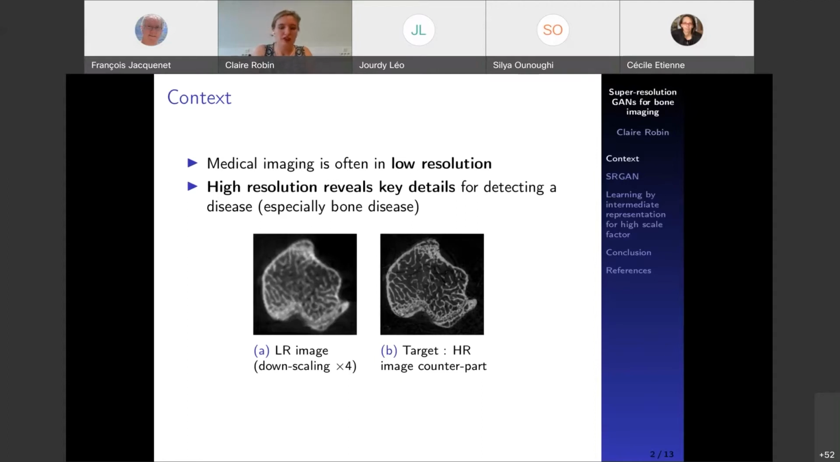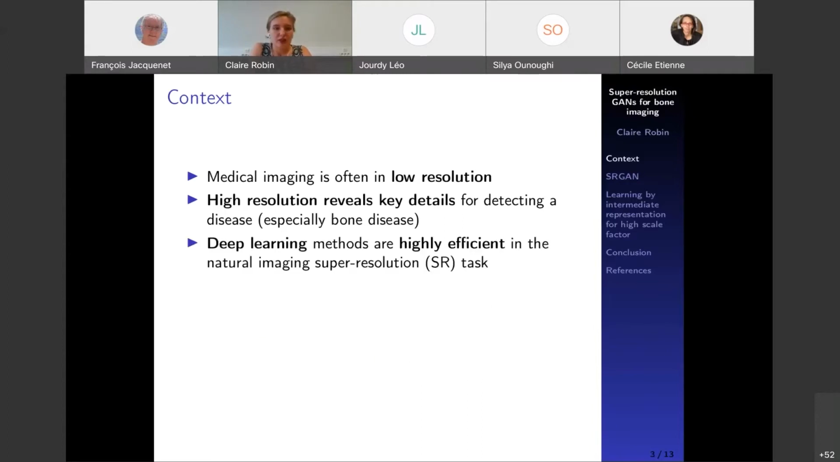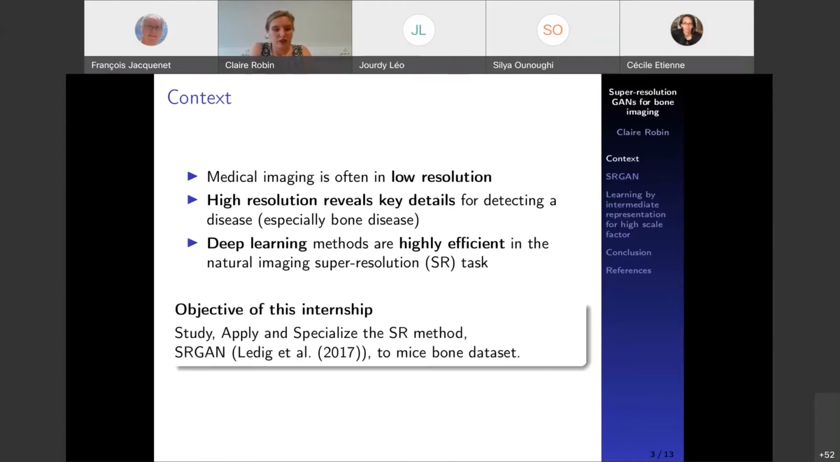Super resolution is a task to get a high resolution image from its low resolution counterpart. Since last year, deep learning methods have been the state of the art. However, they are designed and trained on natural imaging, and we know that medical imaging has some particularities. They are all in grayscale, with a lot of regularities. So the objective of this internship is to study, apply, and specialize the supervised method SRGAN to a mice bones dataset.